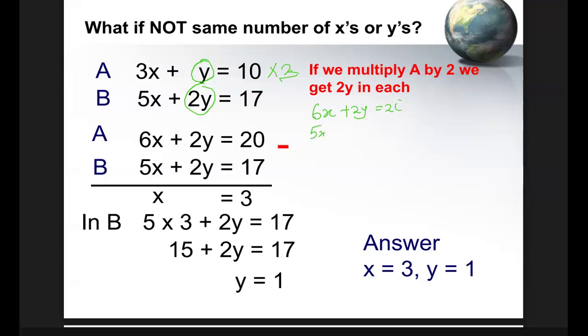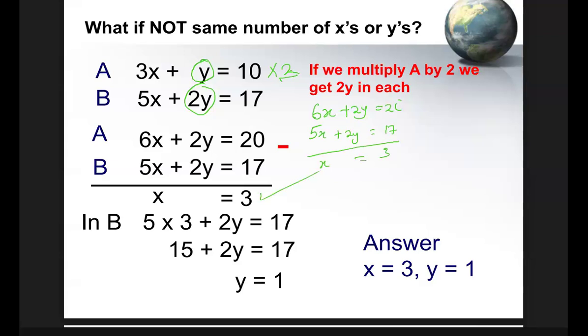So this one is going to be what? 5x plus 2y equals 17. Then you now take it away. This one is going to be x, and this one is 0. So it's going to be 3. x equals 3. Can you see? Then what is now y?